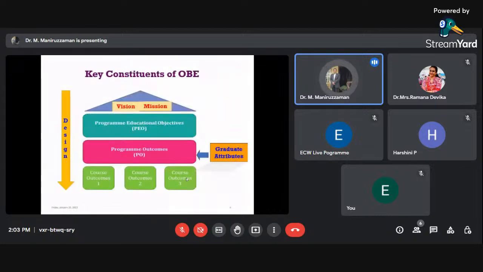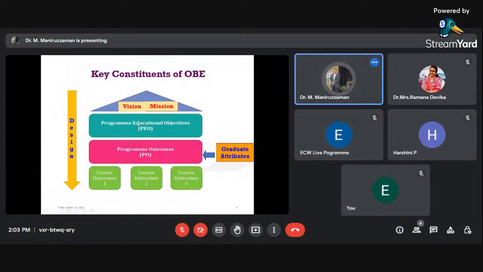Now, let's have a look at the key components of outcome-based education. Here you see a visual representation. Actually, outcome-based education starts with the vision of an entity or department or faculty or even an institution like a university or college. And based on a vision, there are several missions.